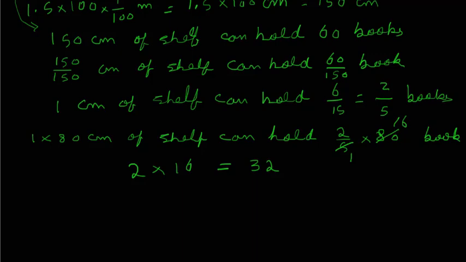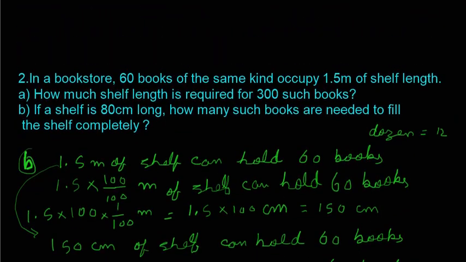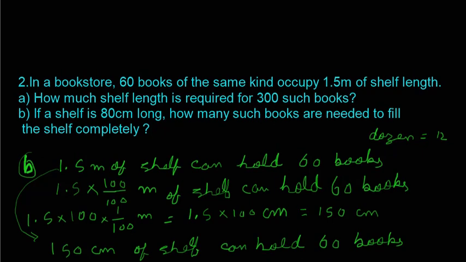In unitary methods we have ways to make a sequence of words. What can you make out of these words? So comment it. I would like to see such sequence of words. And before saying you a very goodbye, I would like to share a super short unitary method for this part as well. So 1.5 meter can hold 60 books.